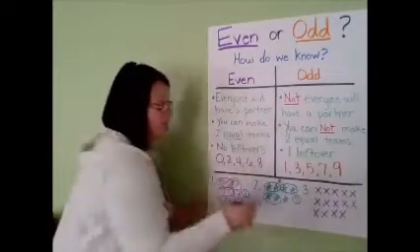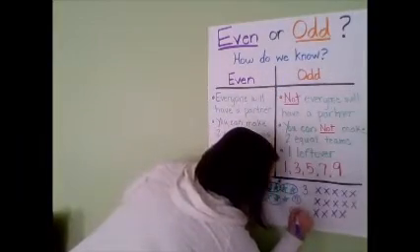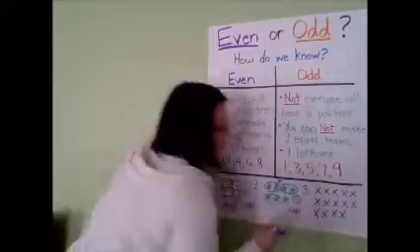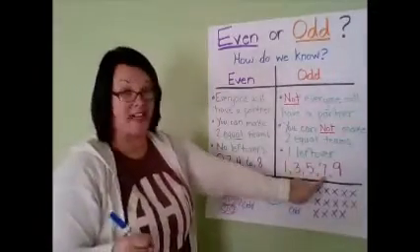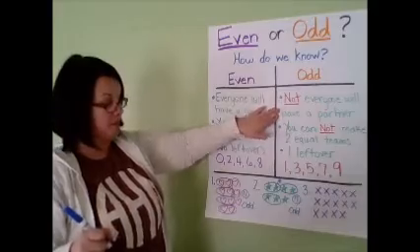So we know that this is an odd number. It has a leftover. The number 7 is an odd number. And not everyone has a partner.